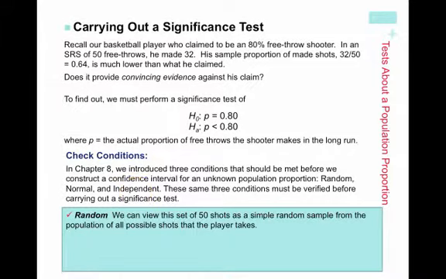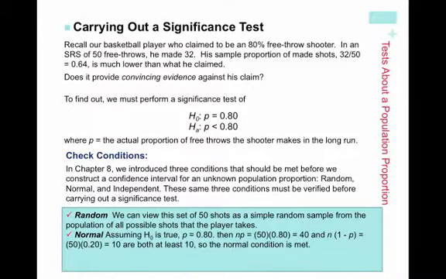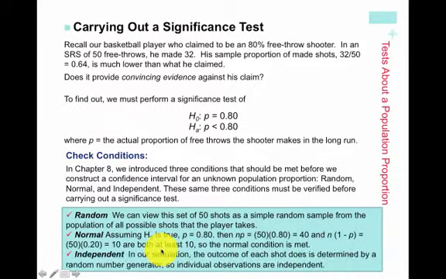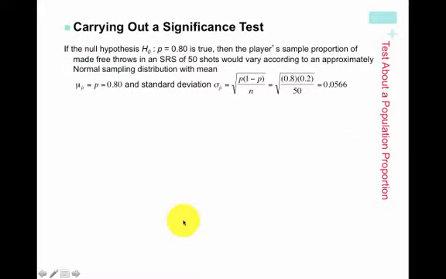So in this particular experiment, these 50 shots could be considered random. They're a random sampling from every shot that this basketball player takes. Normal: we check np and n(1 minus p). n times p is 40, and n times (1 minus p) is 10. Both of those are at least 10, so our normal condition is met. And in our simulation, the outcome of each shot is determined by a random number generator, so our observations are independent. Our three conditions are met. We can proceed.